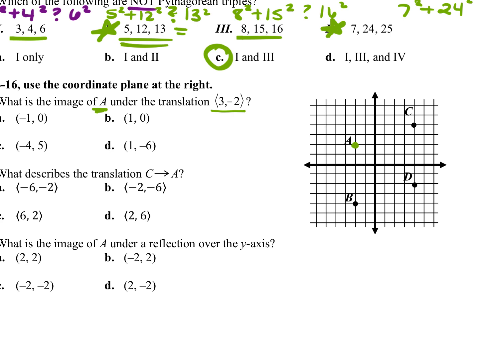B. C. B. No, it's not. It's B. Why would it be C? Yeah, B. You're wrong. You're wrong. What? Okay.